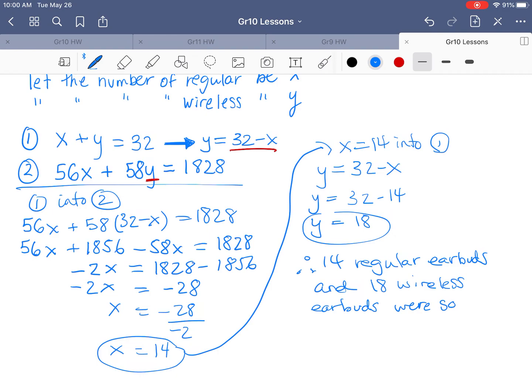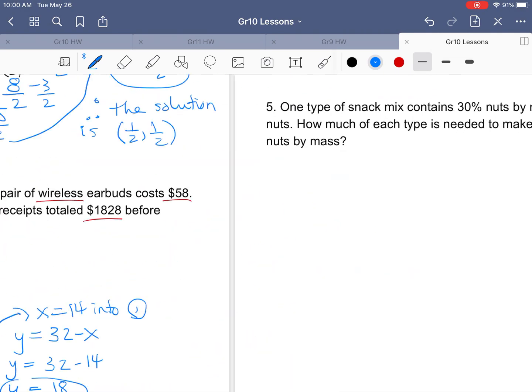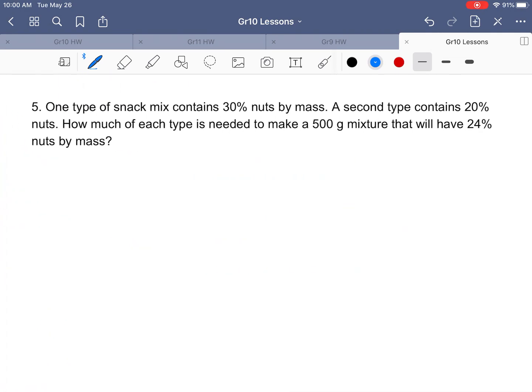Okay, so 14 regular earbuds and 18 wireless earbuds were sold. Make sure that you always have a summary sentence or that you are paraphrasing your answer and that you have proper units if there are any units. In this case, it was just numbers of earbuds. Okay, let's go to our next question.